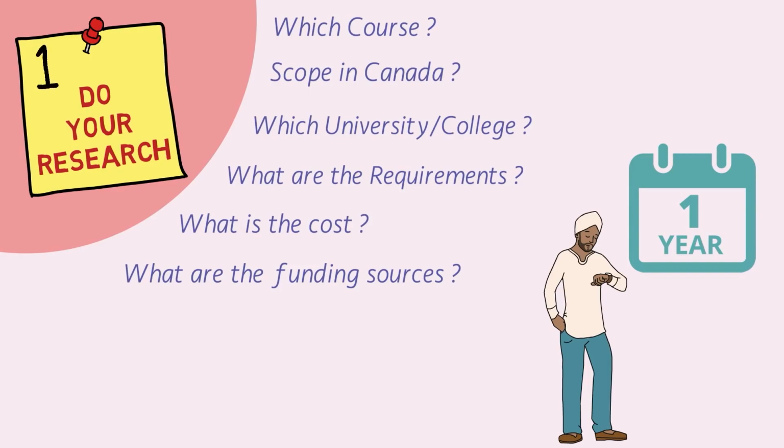And last but not the least, you should definitely think about the location and the campus. So if you want to live in a bigger city, let's say Toronto, in that case you should look for universities that are in the GTA region. If you want to live in more of a quiet city, you can look for universities and colleges in the Waterloo region.